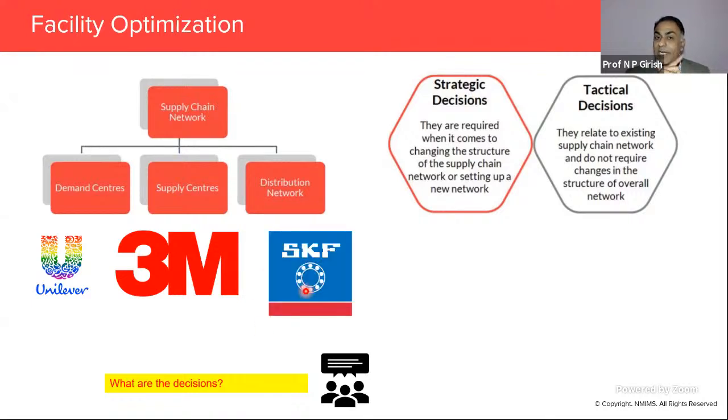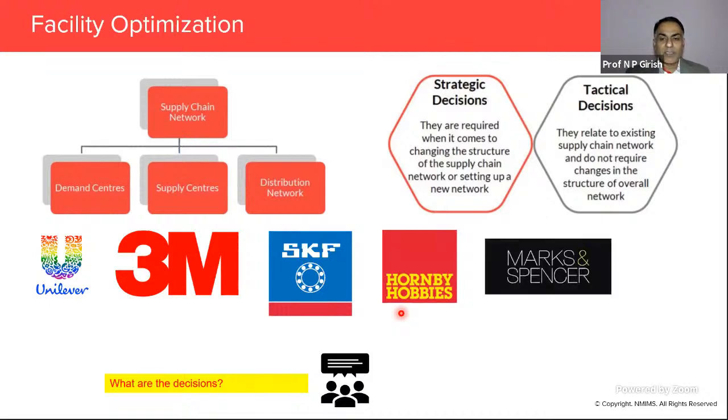SKF, what they did was they did inventory optimization without affecting the customer service. One example we're taking a look at, right? They leveraged the distribution center in such a manner that they optimized the inventory. Strategic, tactical? It was more about playing around with the thing. They did not do any setup or whatever. Hornby Hobbies that we saw now. Tactical, strategic? Strategic, clear. Marks and Spencer, method. Others. Strategic. Yep.